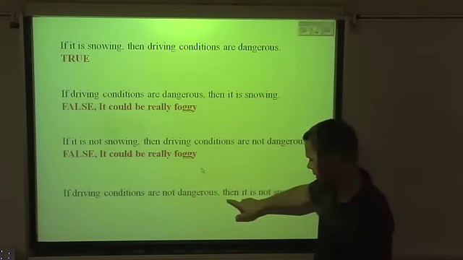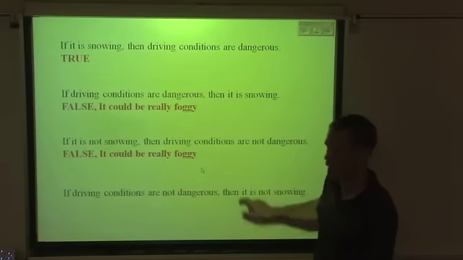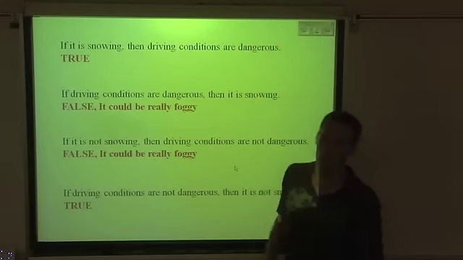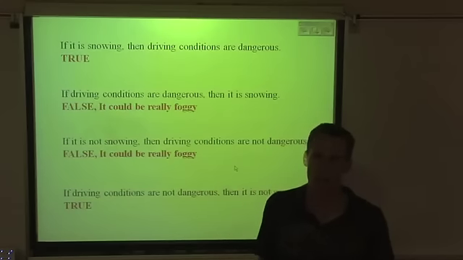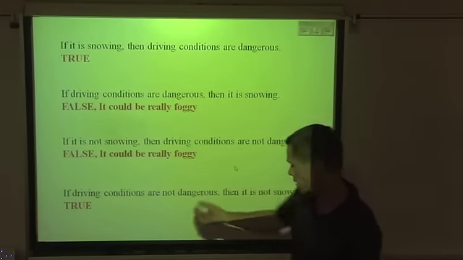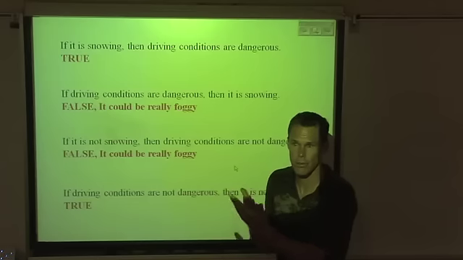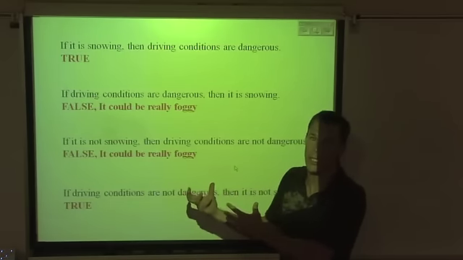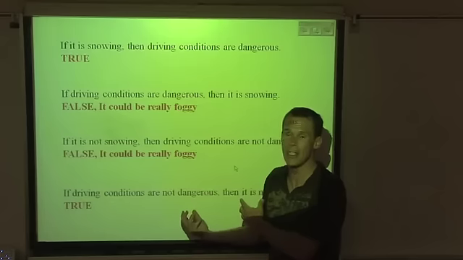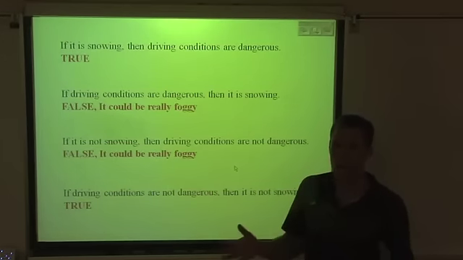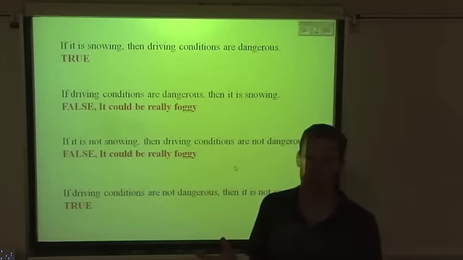Finally, if driving conditions are not dangerous, then it's not snowing. Because if it was snowing, the driving conditions would be dangerous. We have to be logical here. The contrapositive is linked. If the driving conditions aren't dangerous, we can guarantee it's not snowing, because if it was snowing, the conditions would be dangerous. So, that is the inverse and the contrapositive.